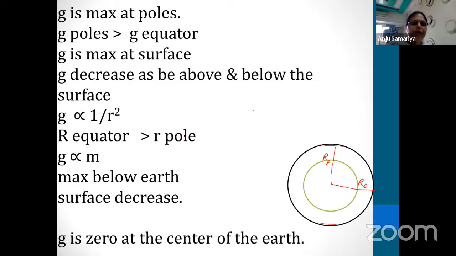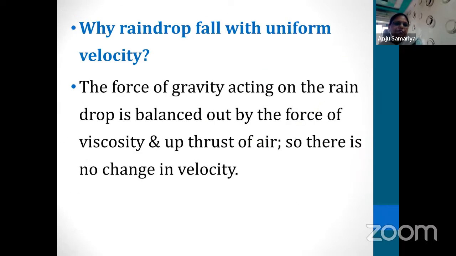Okay, so this g is inversely proportional to the radius, and so g at the equator will be less than g at the poles. This g, we are going to do one more time in the third chapter, as I told you. So g will be maximum at the surface of the earth and least below the surface or above the surface. At the earth's surface, it is maximum. Okay. So with this, we completed the first part.